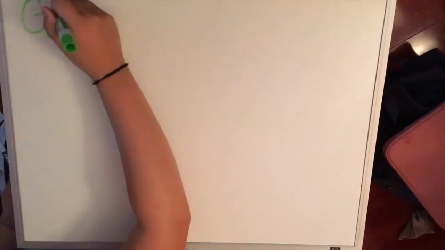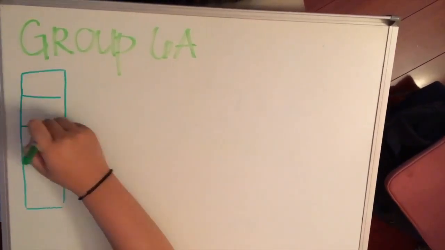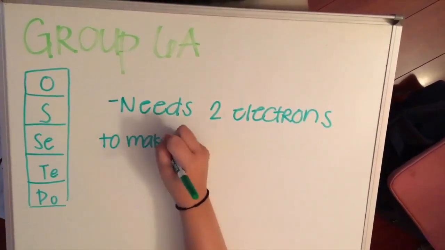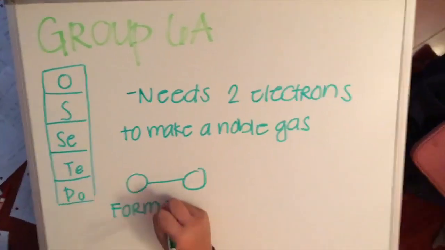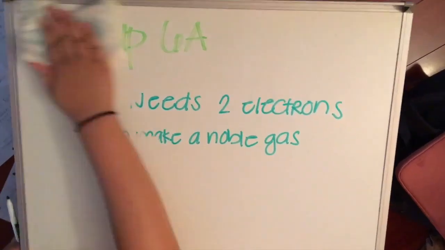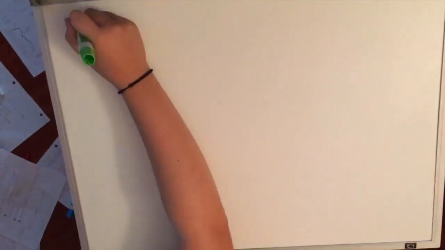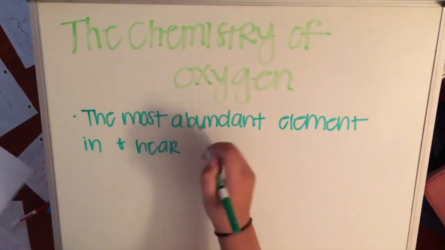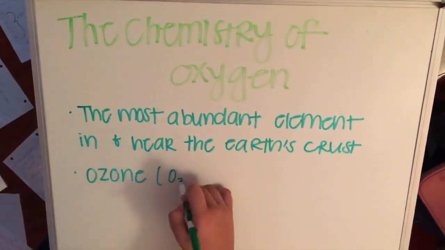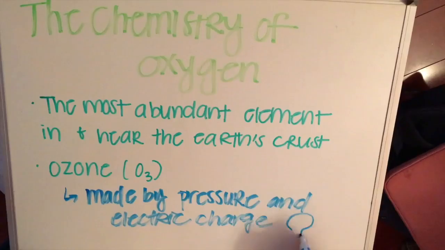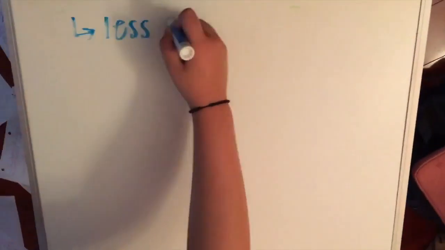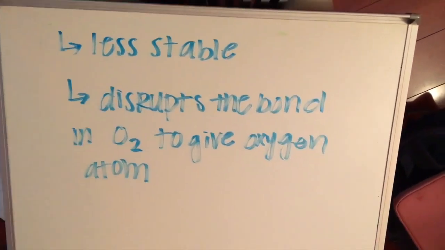Moving on to Group 6A elements. Group 6A consists of oxygen, sulfur, selenium, tellurium, and polonium. Group 6A elements need 2 electrons to make a noble gas, and they also form covalent bonds with other nonmetals. The chemistry of oxygen. The most abundant element in and near the Earth's crust. Ozone, which is O3, is made by pressure and electric charge through pure oxygen. O3 is also less stable, and it disrupts the bond in O2 to give an oxygen atom.